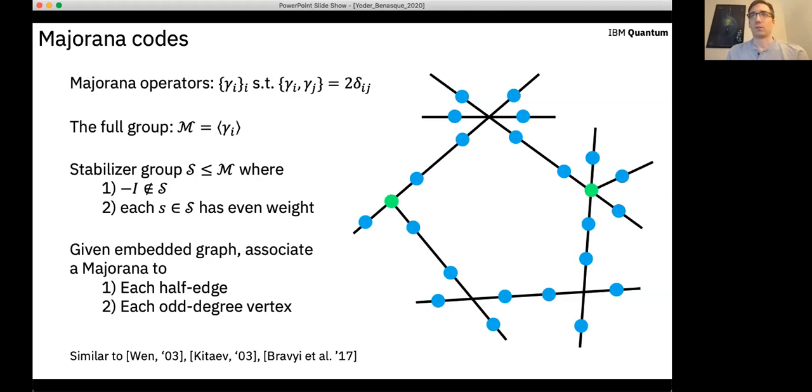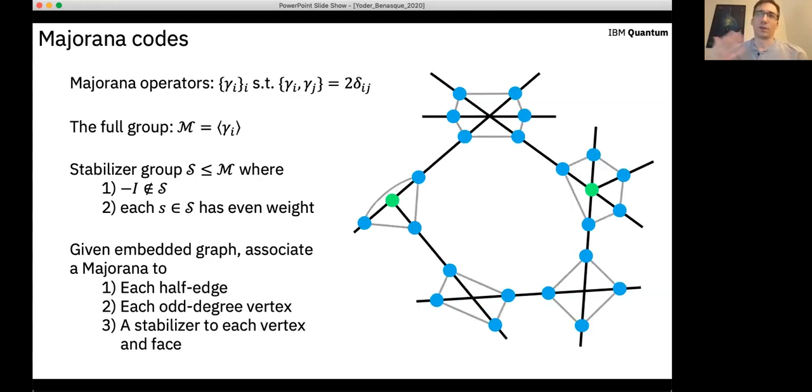And then the final thing I need to tell you is how to define the stabilizers. I just told you where to place the Majoranas, but we define the stabilizers as the product of Majoranas around every vertex and around every face. So for instance, in this picture over here, I draw the gray lines to outline the stabilizer around the vertex. So it's the product of all the Majoranas here: 1, 2, 3, 4. This is an odd degree, so it has 1 in the middle. This is an even degree, so it's just the product of these 6.